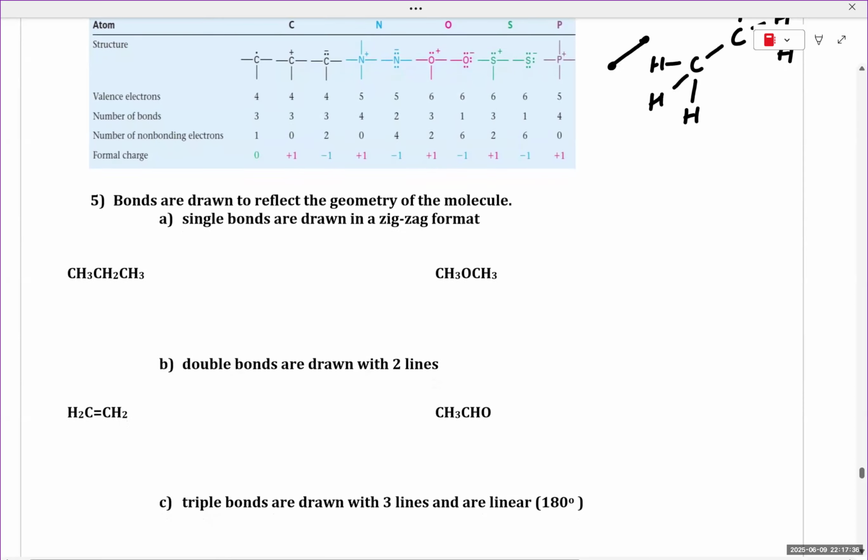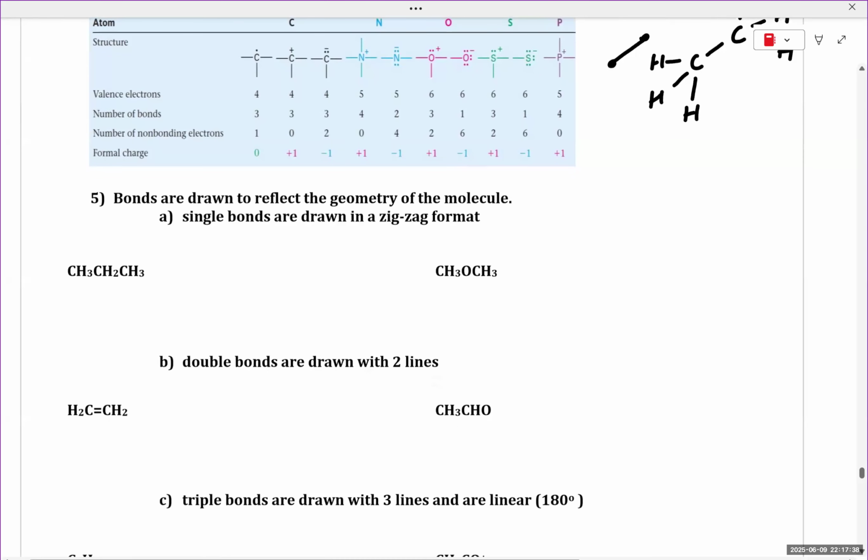Now, importantly, I just want to reflect again that bonds are drawn to reflect the geometry of the molecule. Single bonds are drawn in a zigzag format. So for example, CH3CH2CH3 would be drawn as one line for the first 2 carbons and a third line for the third carbon. As you can see, we have 1, 2, 3 carbon atoms, and we've made sure to preserve the fact that carbon is tetrahedral, so this bond angle is about 109 degrees.